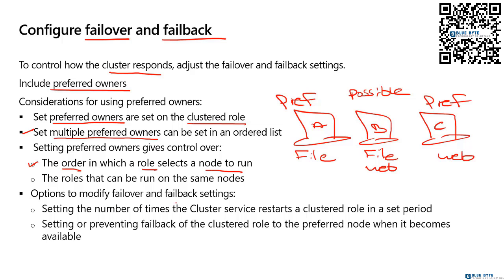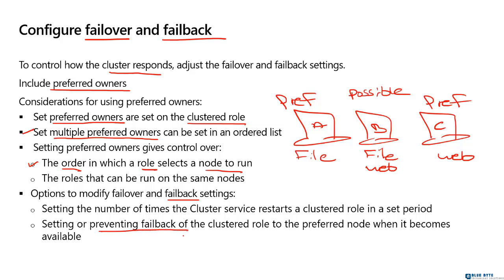There's not really a big configuration for failback, but what we can define is the number of times the cluster service can restart in a set period. And I can also set how many times you can fail back in a certain amount of time. So I could say, if my node fails, you can only fail back 2 times in 1 hour. If it fails a 3rd time, then it keeps running on the other node.